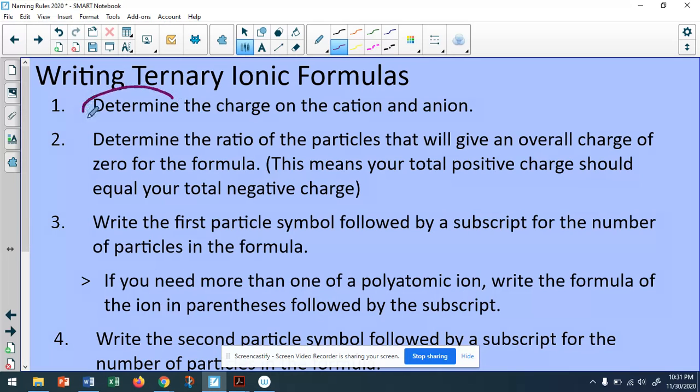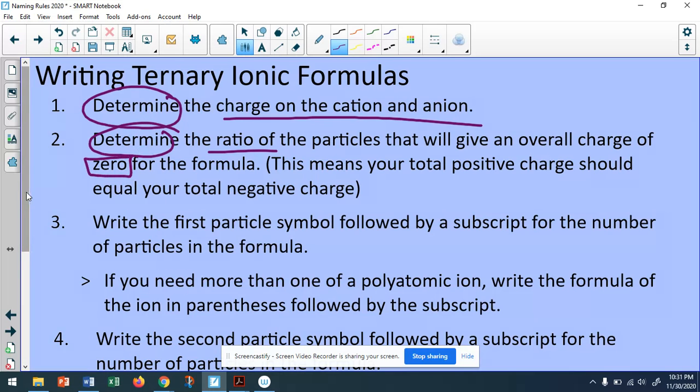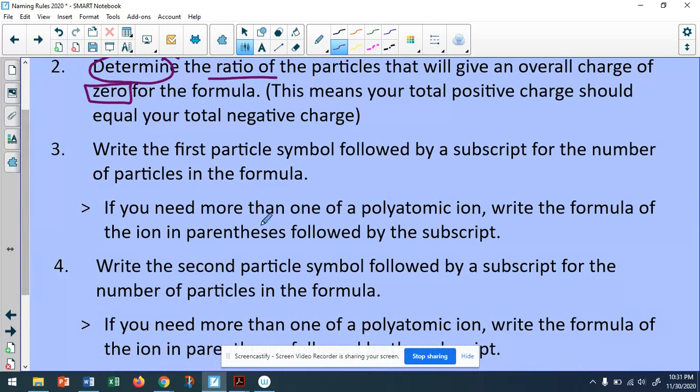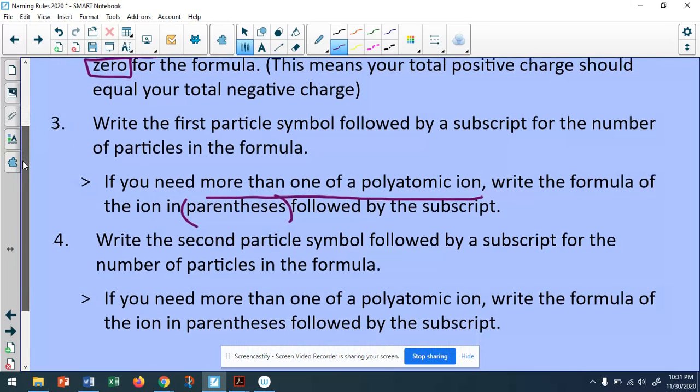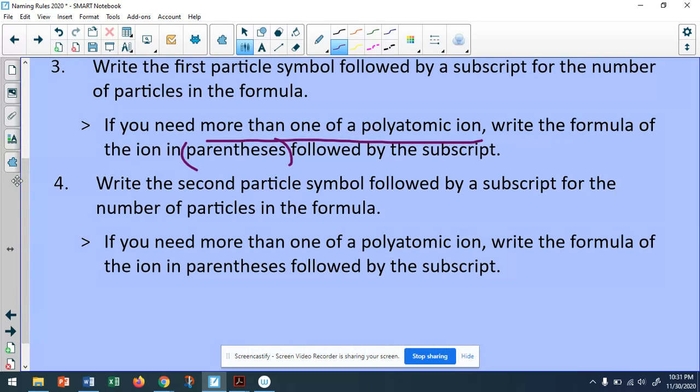I still determine the charges, and I still determine that ratio that gets me to 0 charge. But now, when I have polyatomics where there's more than one, I need to use parentheses. What that does is it helps us see what you want multiples of, because a polyatomic ion is a particle that exists as a group. I can't split it up.